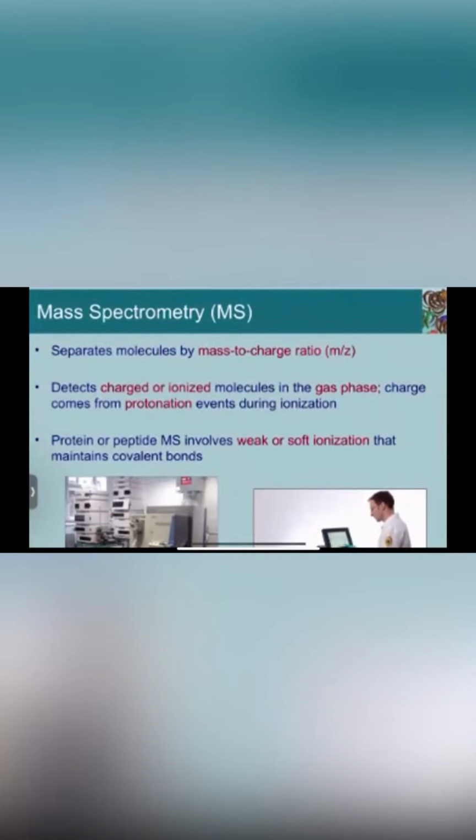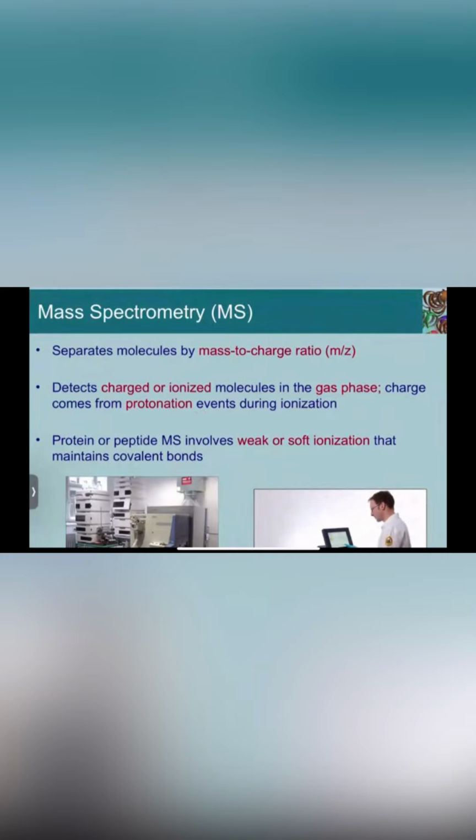Mass spectrometry is one of the methods by which we can analyze molecular weight of a charged molecule. It separates molecules by mass to charge ratio, and also it detects charged or ionized molecules in the gas phase, and charge comes from protonation events during ionization.